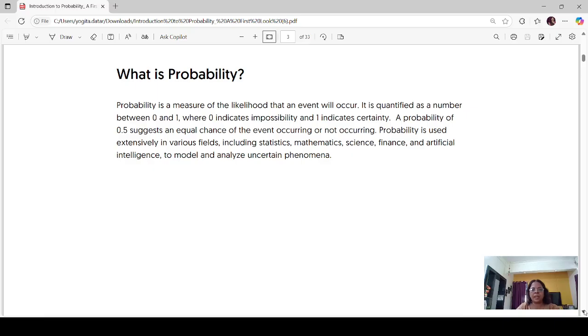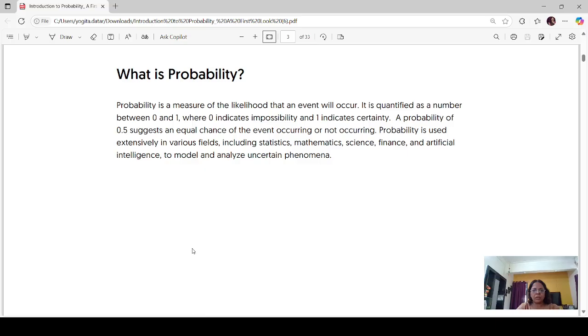Probability is a measure of likelihood that an event will occur. It is quantified as a number between 0 and 1, where 0 indicates impossibility and 1 indicates certainty. What does it mean? If the probability of an event is 0, that event is called an impossible event, meaning that event cannot occur. And if the probability of a particular event is 1, it indicates that the event will surely occur, it will certainly occur. So the probability lies between 0 and 1.